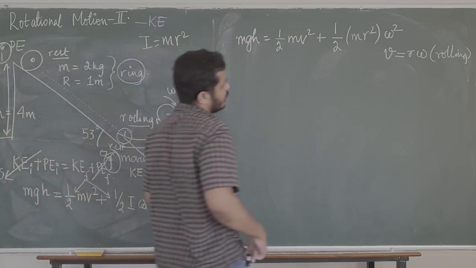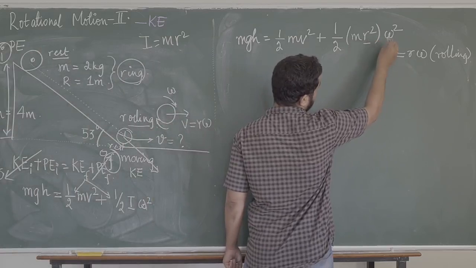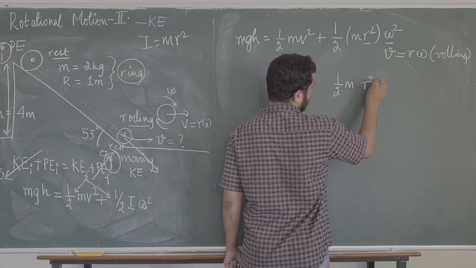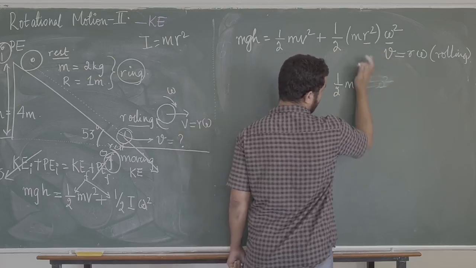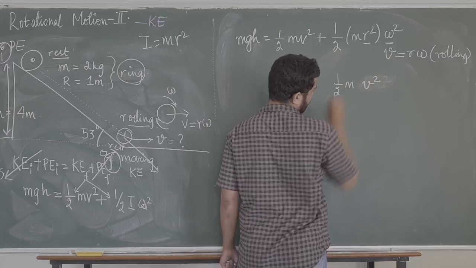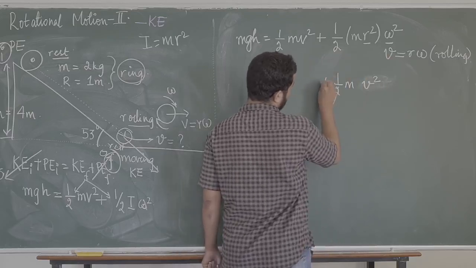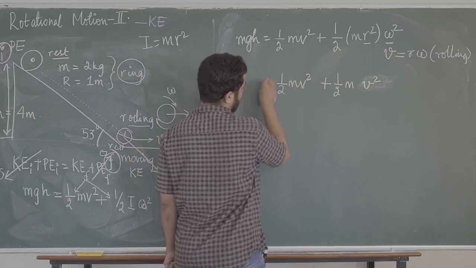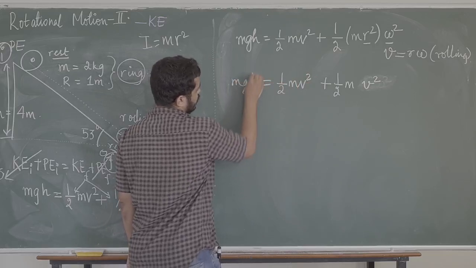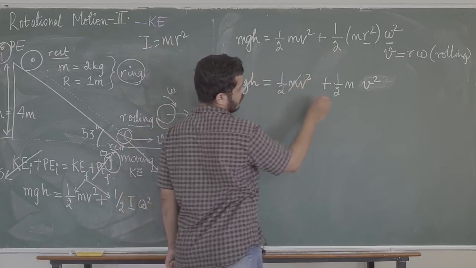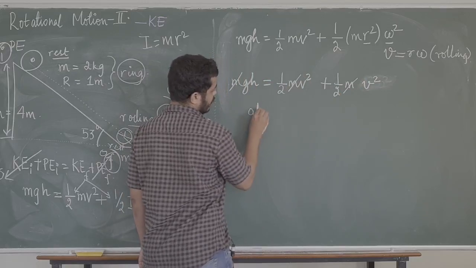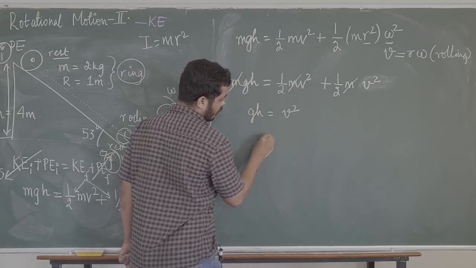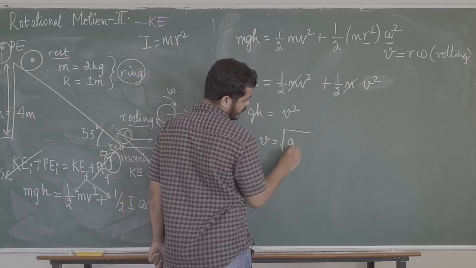Now you just substitute. V is equal to R omega. We have R square omega square. So we can write half m R square omega square. So instead of R square omega square, what we can do is we can just write V square. Over here, plus here also we have half mv square. So we will write half mv square, and here we have mgh. So if you cancel the mass all throughout this equation, you'll see that gh is equal to half v square plus half v square, 2 times half v square, or v is equal to root over gh.